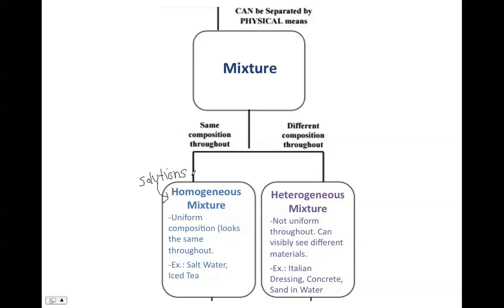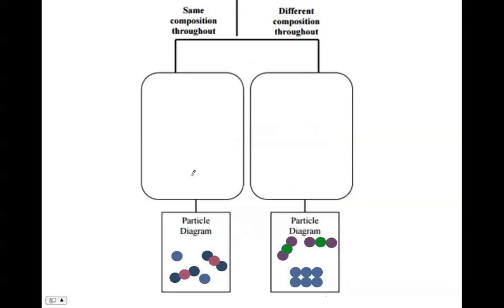Heterogeneous mixtures, these are not uniform throughout. I can visibly see the different materials within it. So think of Italian salad dressing or concrete. One we'll see in the lab is if we have sand in water, I can see the sand, I can see the water. So if you can see the different parts of the mixture, it's going to be considered heterogeneous.